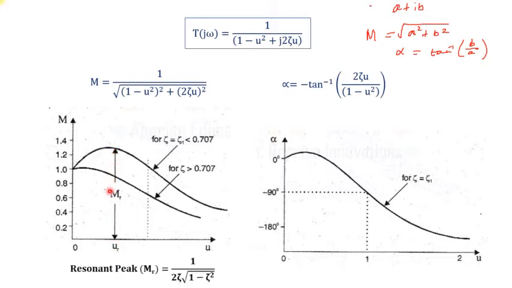The formula for resonant peak is given here: 1 over 2 eta root of 1 minus eta square. If the eta value is less than 0.707, it has some peak value. If the eta value is greater than 0.707, it does not have any peak value.